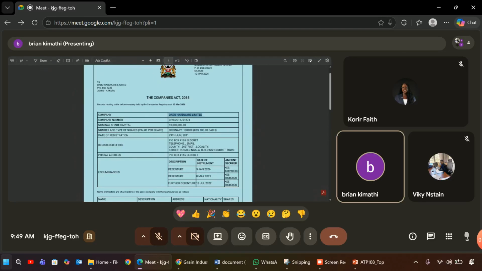So it is very unique that you can't have another company named Dadu Hardware Limited in Kenya. No, there's no other company named like this ever in Kenya. Company names are unique, company numbers are unique. Then you have the nominal share capital.